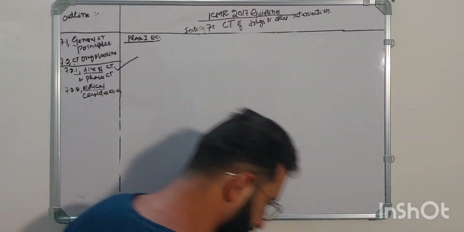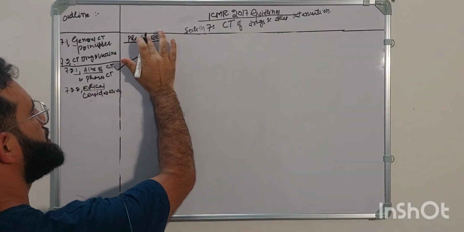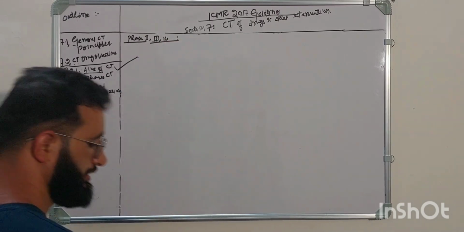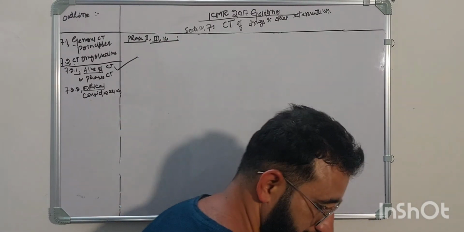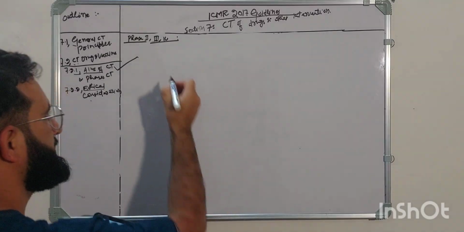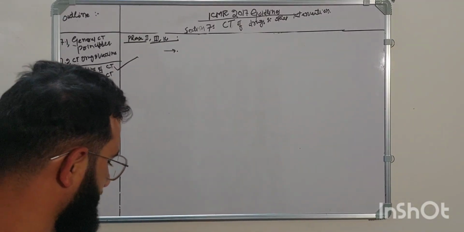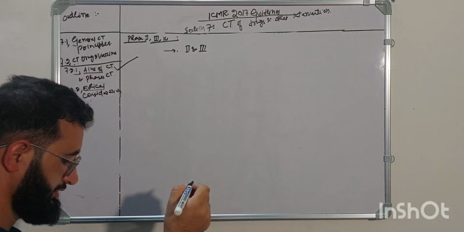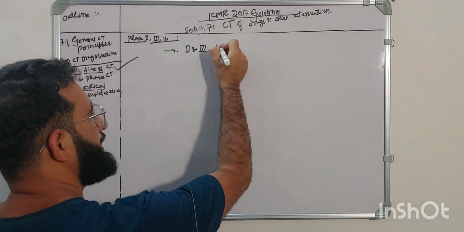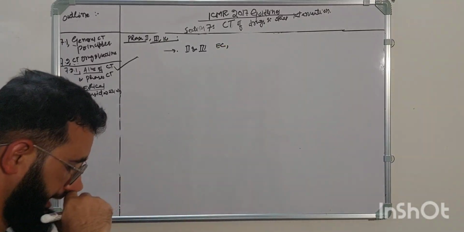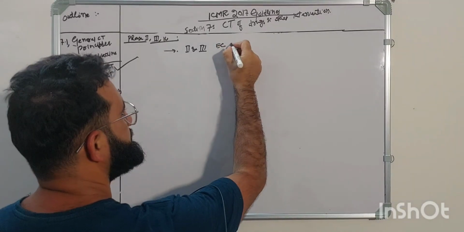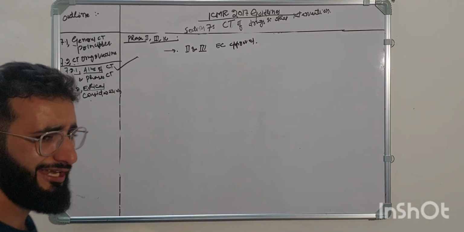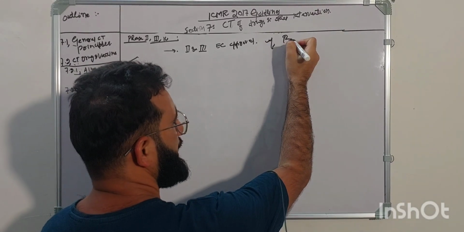Phase 2, 3, and 4, the ICMR document has discussed together. They have mentioned that all phase 2 and 3 trials require ethical approval. It requires ethical committee approval, and if applicable, regulatory authority approval.